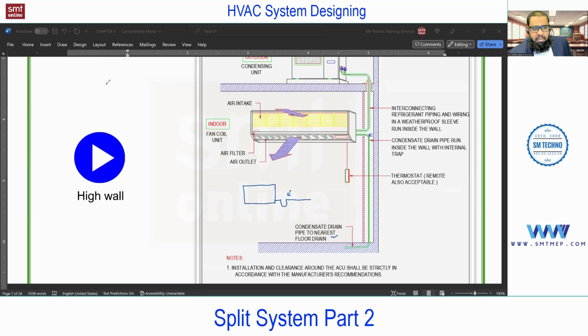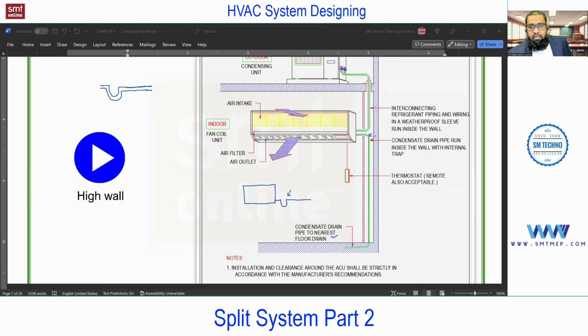U-trap means it's simple. Normally in plumbing, you'll find the P-trap, no? I'm not getting this point, that for this high wall we don't require insulation and other types for the drain pipe. You see, after completing this ductable split, you can understand this. But for high wall, it is not required.